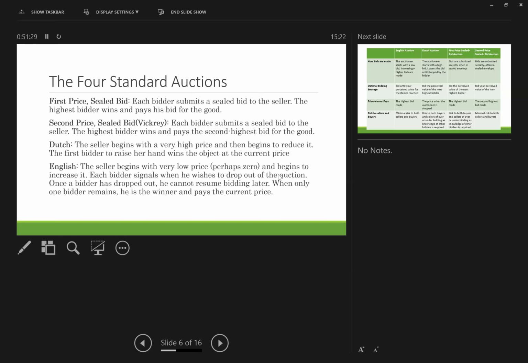So what happens is that each bidder submits a sealed bid to the seller. The highest bidder wins and pays the second highest bid for the good.